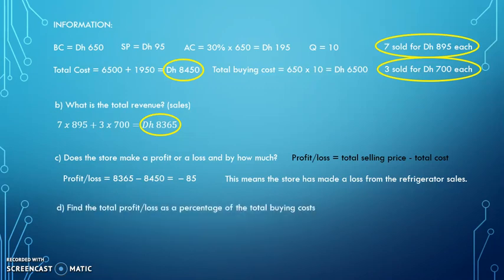Finally, D, find the total profit or loss as a percentage of the total buying costs. Well, we know that the profit, and in our question here it's a loss, is 85. And we know that the total buying cost is 6,500. So the total loss as a percentage of the total buying cost is 85 divided by 6,500 times 100, which equals 1.3%.